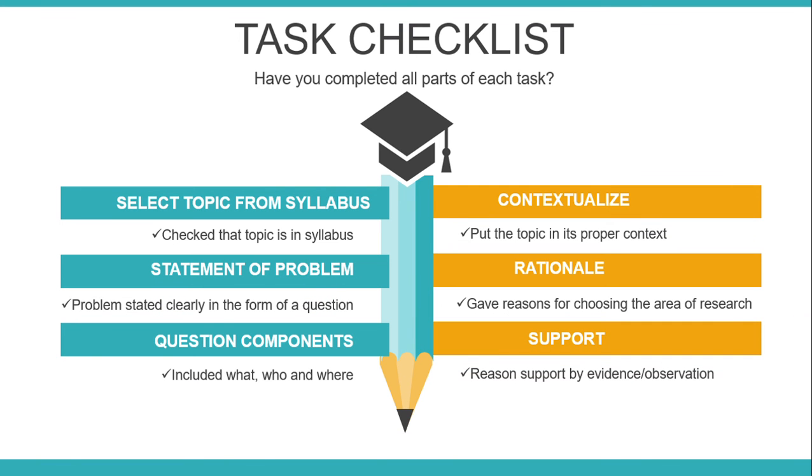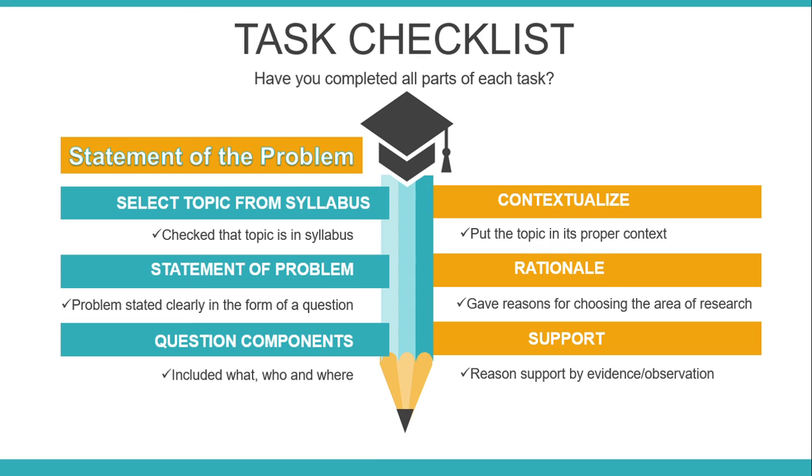So we have completed the first two tasks and let's see if you have done what you are supposed to do. First of all, you have your statement of the problem, task 1. Did you select a topic that is from the syllabus? Have you checked that it's there? The second thing, you have your statement of the problem in the form of a question. Is it clearly stated in the form of a question? Think about it. And the third thing, in that question, have you included the three components, the what, the who, and the where? If you've done so, then you should be on your way to getting 2 marks.